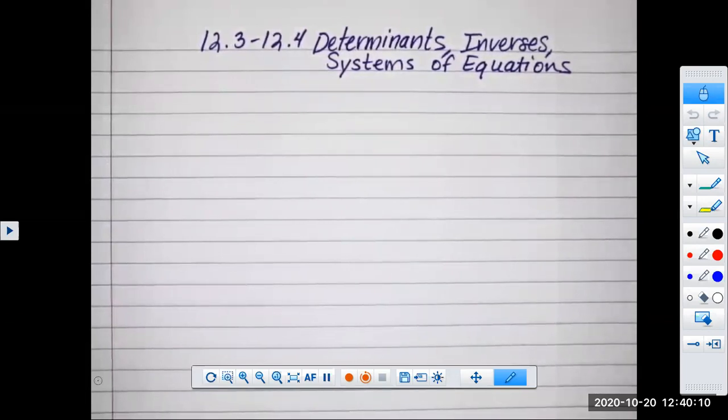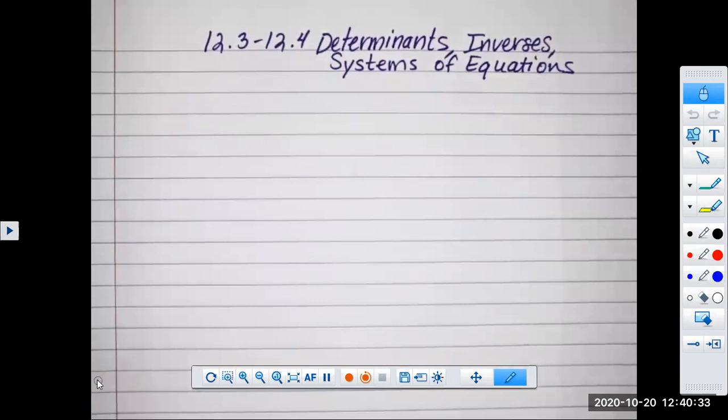All right, in 12.3 and 12.4, we're looking at determinants of matrices, inverses, and solving systems of equations with matrices. And everything kind of builds on itself. Like you need a determinant to help you find an inverse and so forth.